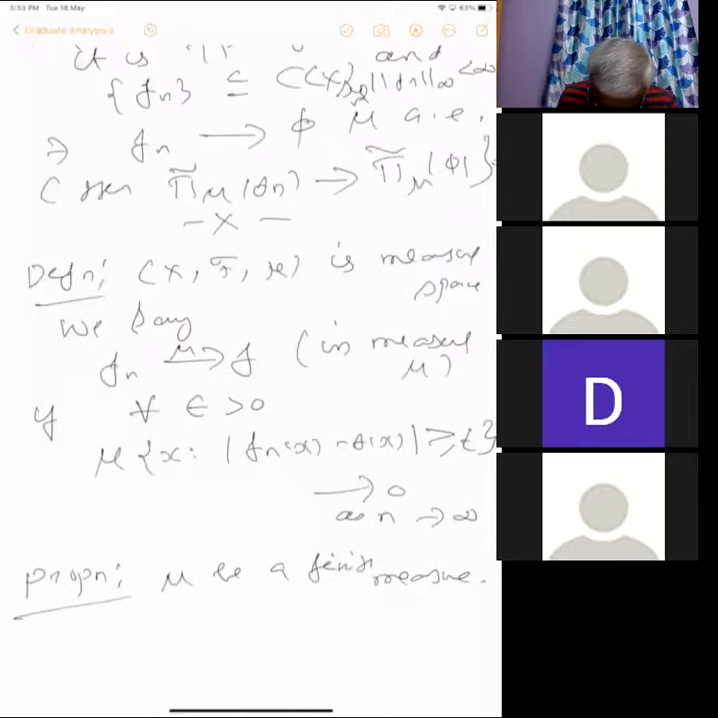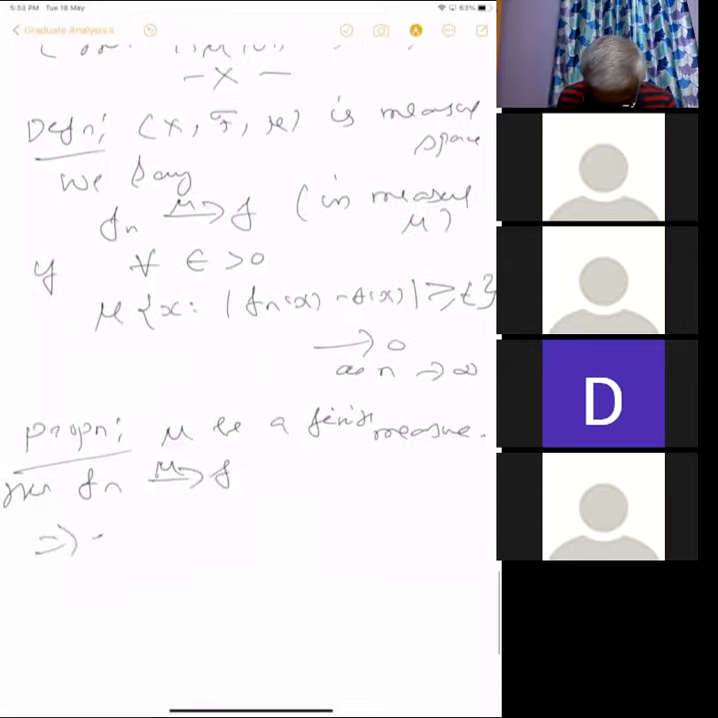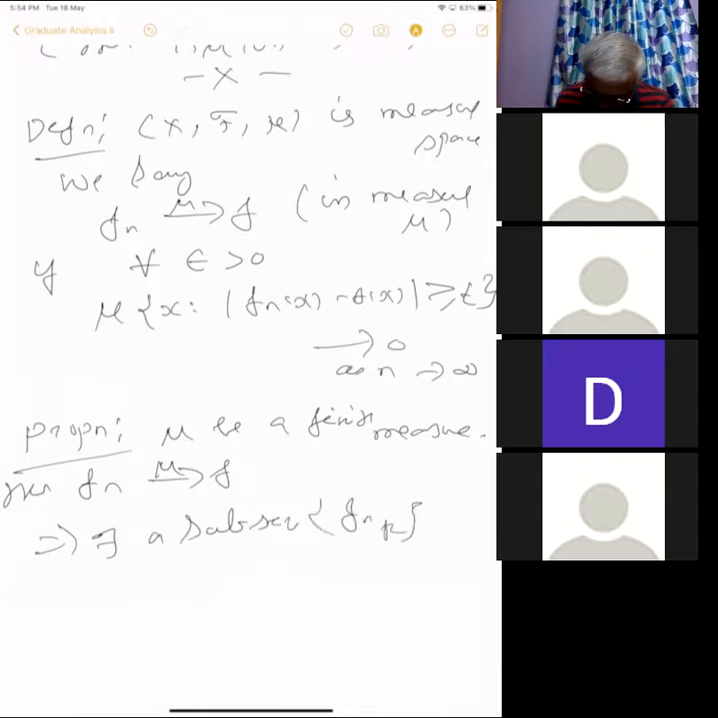And if Fn converges to F in measure mu, this implies there exists a subsequence Fnk that converges to F mu almost everywhere.